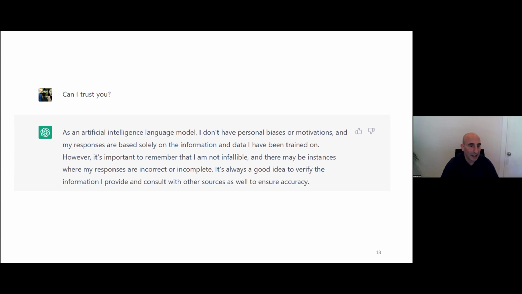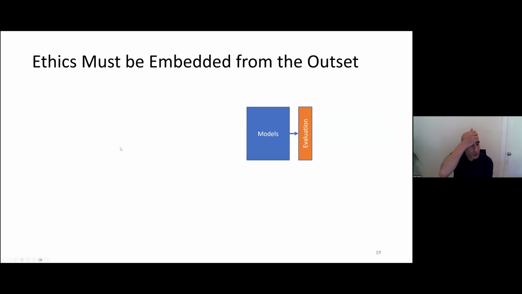So ChatGPT will say, look, I'm an AI model. I don't have personal biases or motivations. My responses are based solely on the information and data that I have been trained on, but it won't tell you what information it has been trained on, right? And then it says, but look, I'm not infallible. And so it's always a good idea to verify the information I provide and consult with other sources to ensure accuracy. I love this. I mean, ChatGPT just sounds like a lawyer. It's hedging all over the place. Right. Okay.